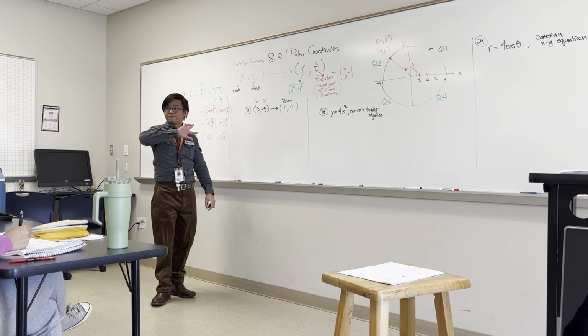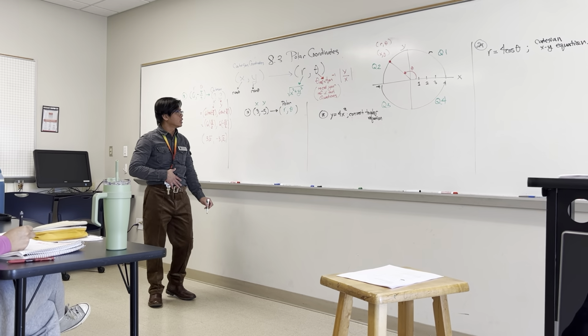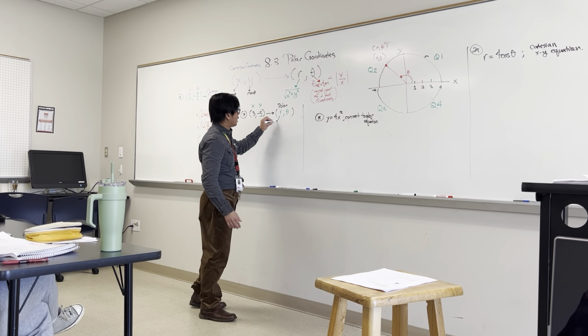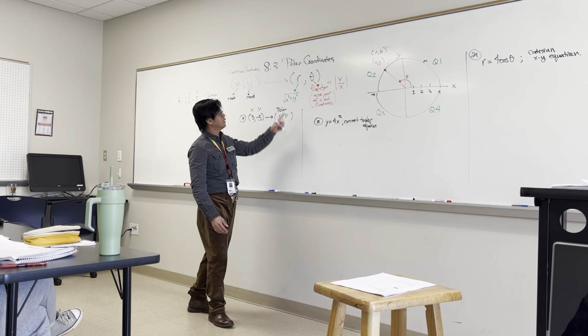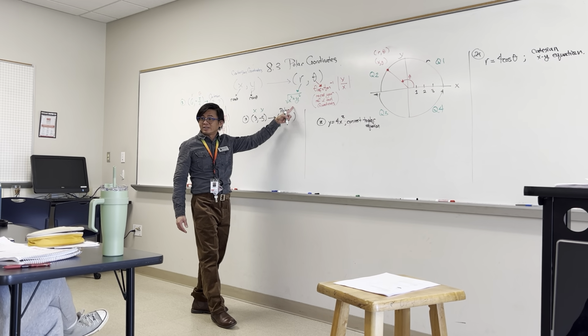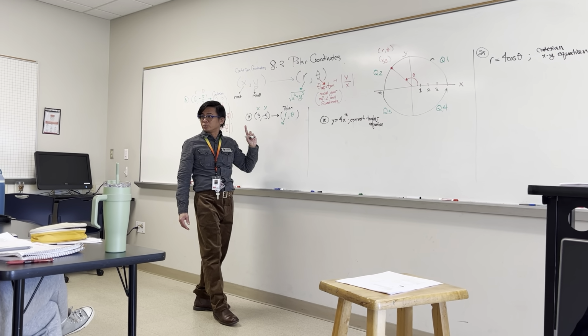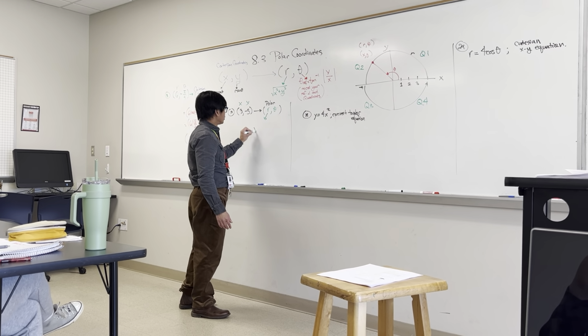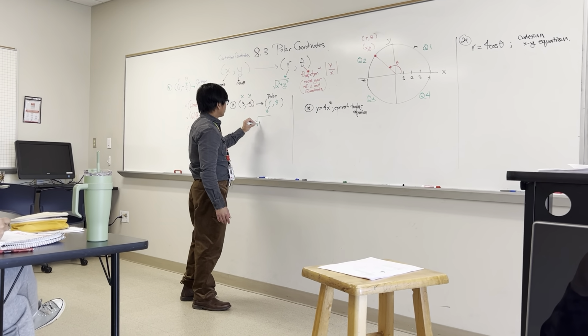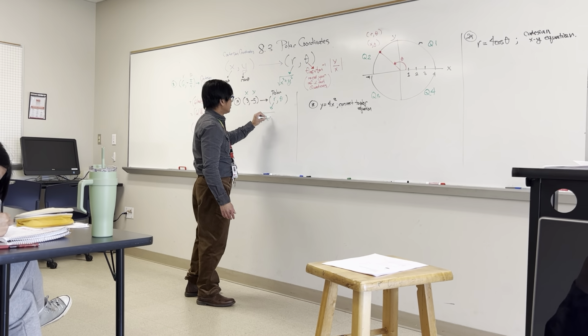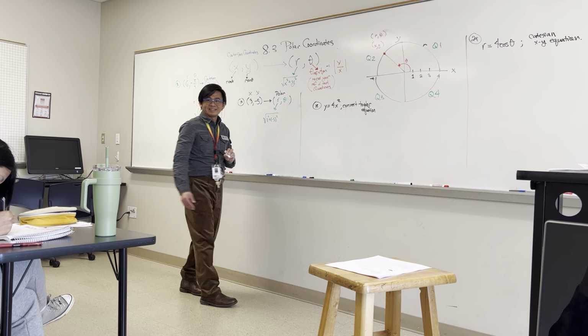So again, this is the reverse of what we did in here. Since this is r, what is the formula for r again? That one, right? Square root of the sum of the squares of these two. So that's it. Your r is square root of 3 squared plus negative 5 squared.